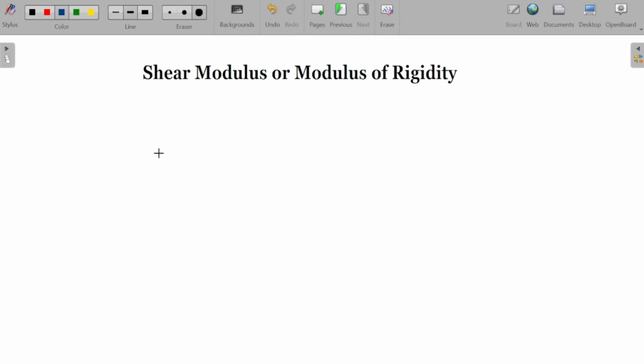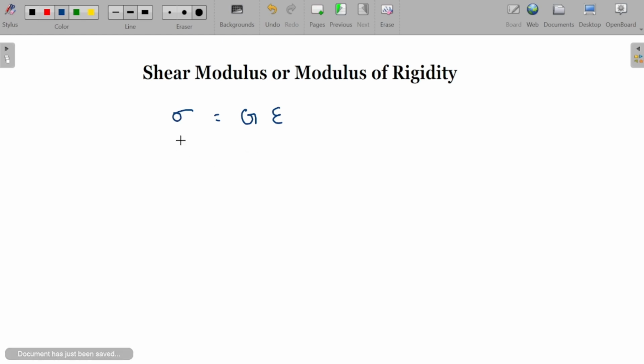Okay, so we are going to discuss shear modulus or modulus of rigidity. As we know, stress is directly proportional to strain. Here, shear stress is directly proportional to shear strain. And if we want to know the constant of proportionality here, we refer to this constant of proportionality as shear modulus or modulus of rigidity.